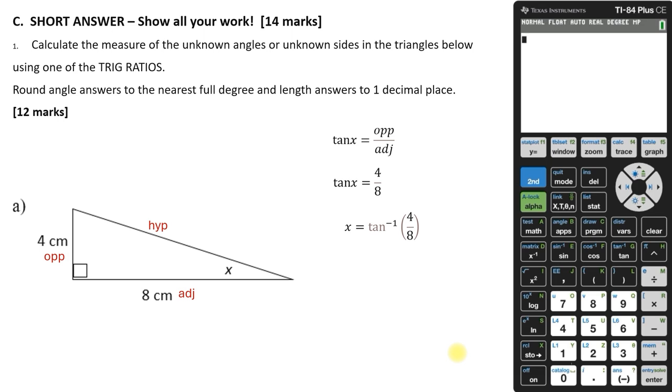Since we're looking for an angle, we'll have to use our inverse tangent ratio here. So we'll click the second button, then tangent, which brings up our inverse tangent, and then in brackets, we'll put 4 divided by 8, close our bracket, for a value of 26.5 degrees, which will round up to 27.